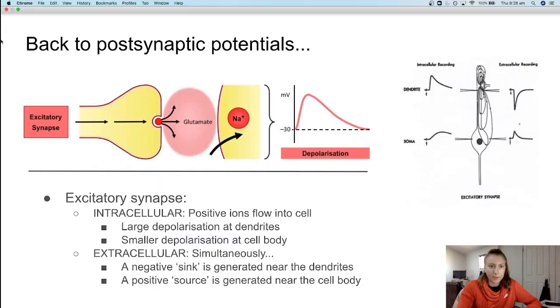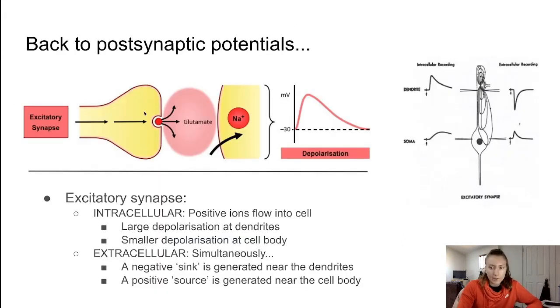So here we've got an excitatory synapse where this is the presynaptic neuron, so the axon terminal. We've had an action potential travel down the axon, we're at the terminal now. Calcium channels have opened, and this has led to the exocytosis of neurotransmitter. And in this case, it'll be glutamate.